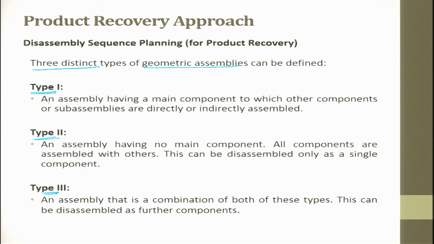So, for type 1, let us take the example of a car: an assembly having a main component to which other components or sub-assemblies are directly or indirectly assembled, for example, the engine. For an assembly having no main component, where all components are assembled with others and can be disassembled only as a single component, the example is a tire and a rim. When you have a mixture of both, it is type 3.